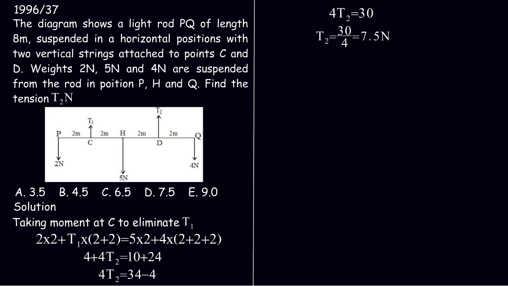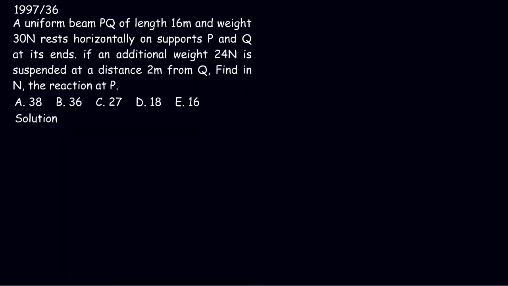7.5 Newton. Our final question is from WAEC 1997, and it states that a uniform beam PQ of length 16 meter and weight 30 Newton rests horizontally on support P and Q at its ends. If an additional weight 24 Newton is suspended at a distance 2 meter from Q, find in N the reaction at P, and we are given the options.